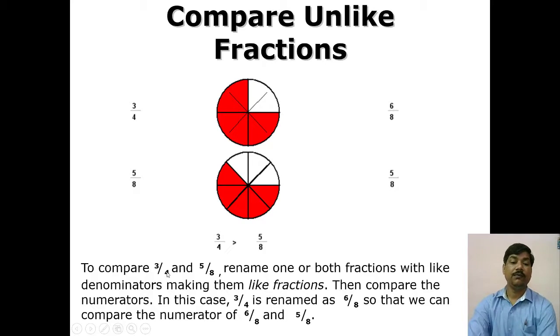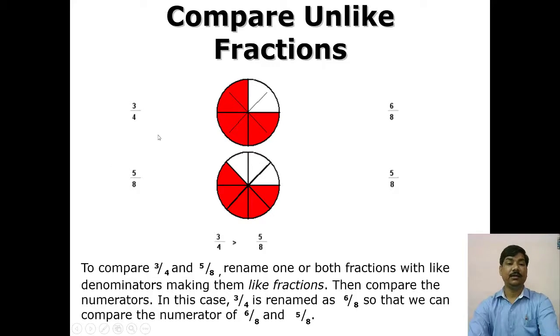To compare 3/4 and 5/8, rename one or both fractions with like denominators, making them like fractions. First we have to make them like fractions. Then compare the numerators. In this case, 3/4 is renamed as 6/8.